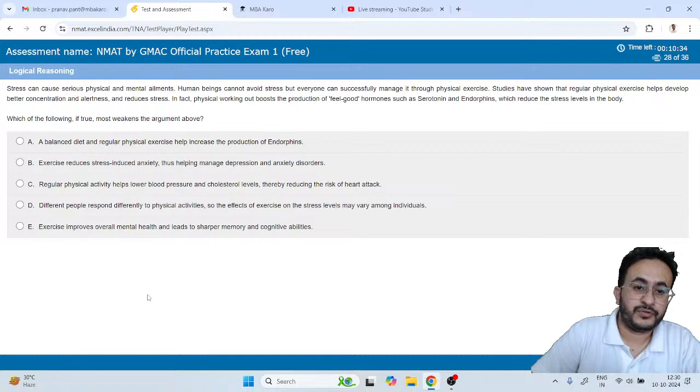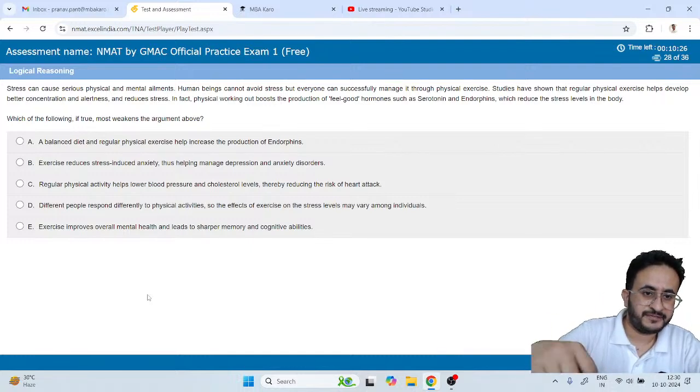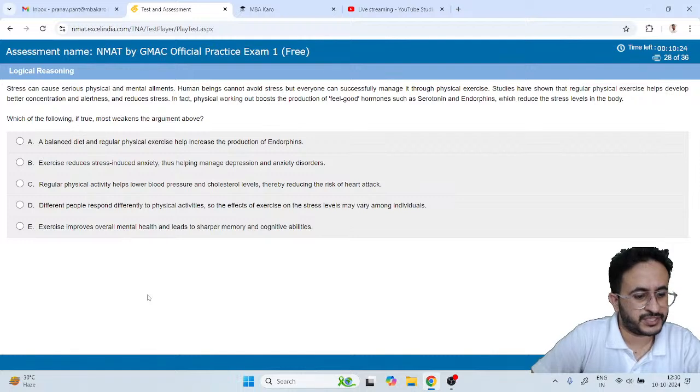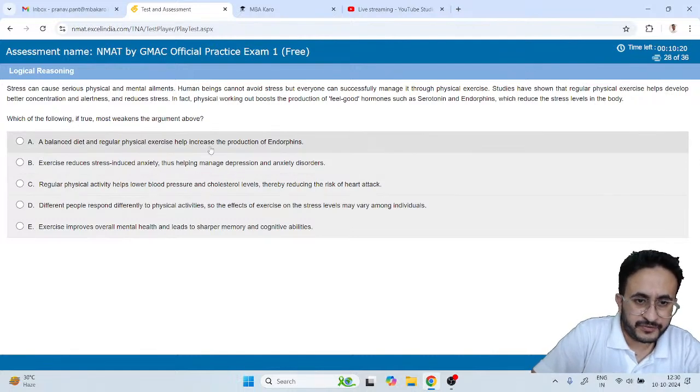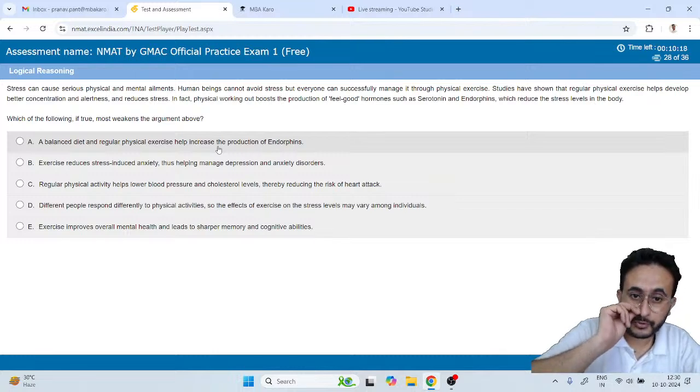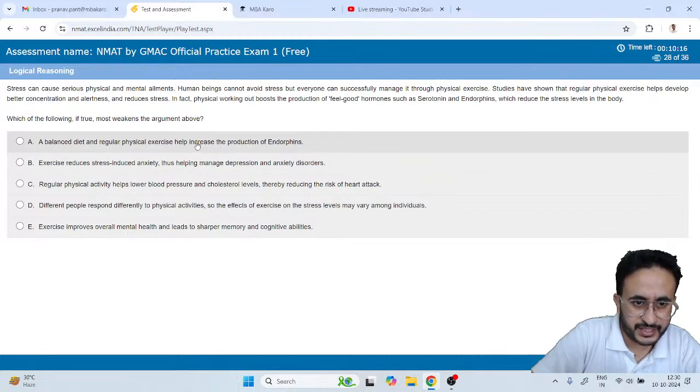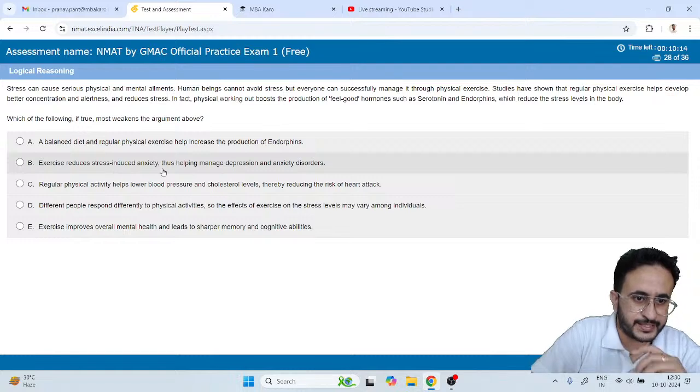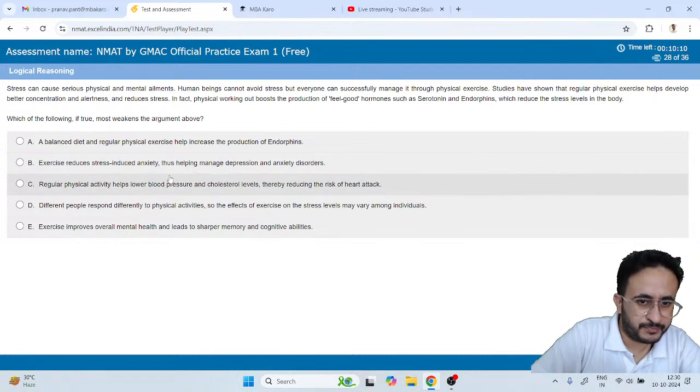Okay, so we need to tell which of the following will weaken the argument. The argument is that physical exercise reduces stress. So if a statement says that physical exercise is not reducing stress, that will weaken the argument. A balanced diet and regular physical activity help in increasing the production of this. Okay, so this is adding to it, strengthening that exercise reduces stress and anxiety. Now again, a positive thing: regular physical activity helps lower blood pressure and cholesterol levels.